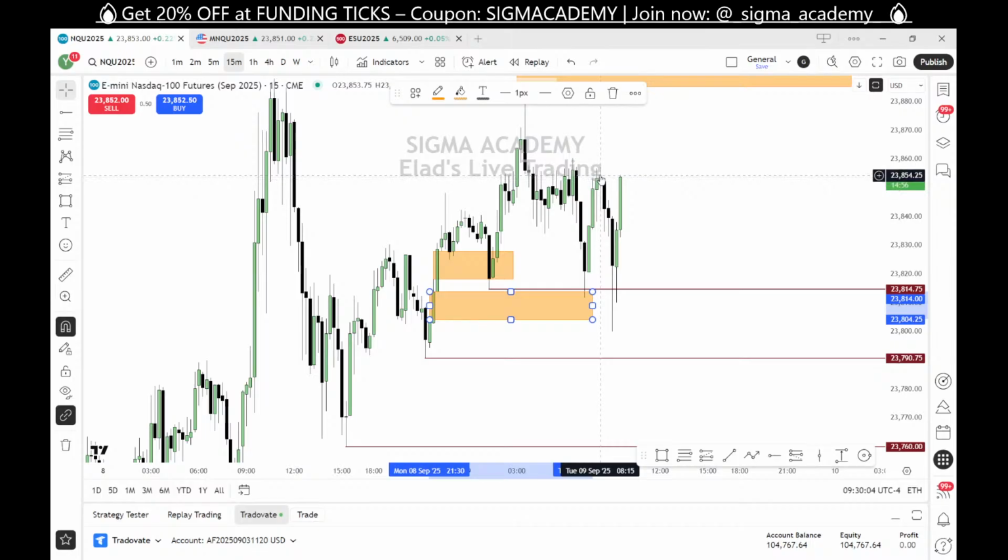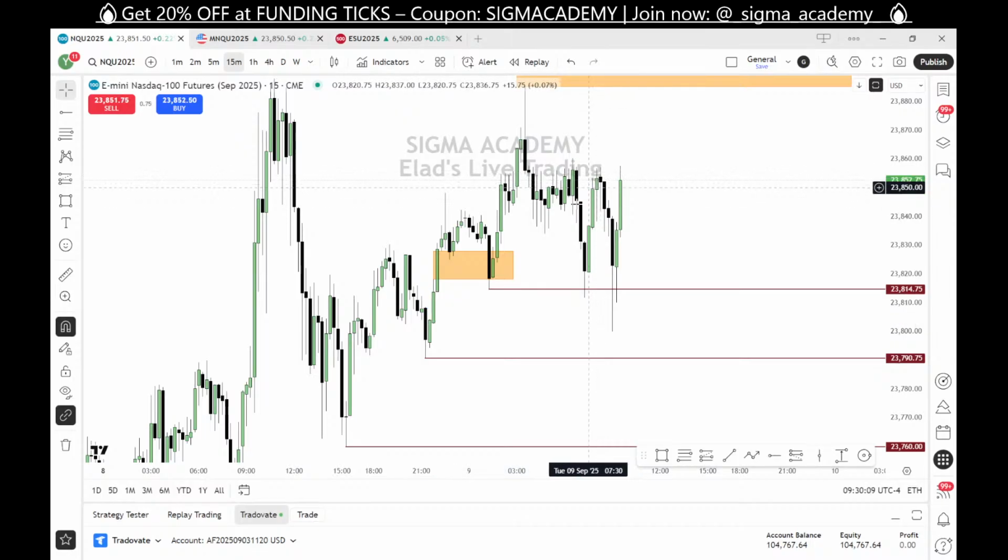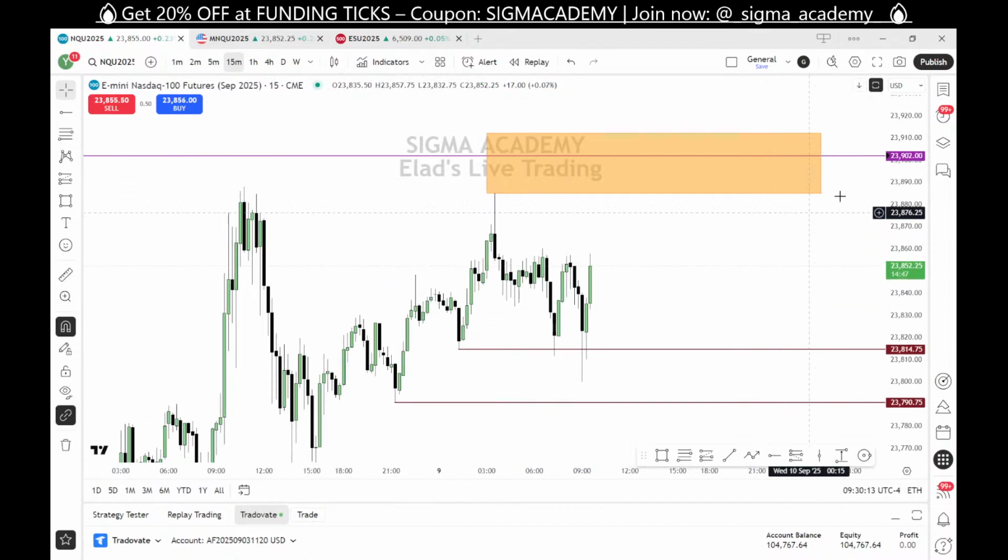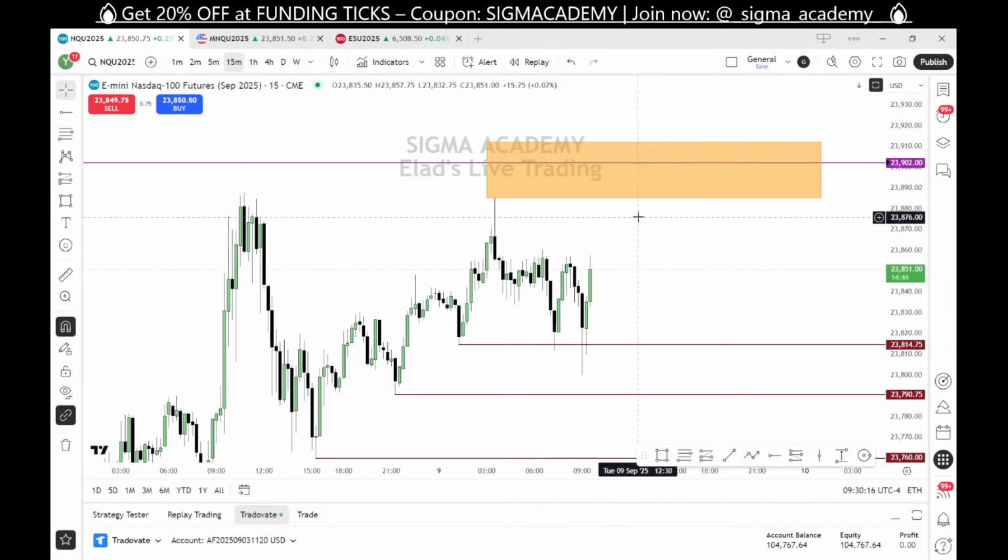Tapped into, went higher. So we can anticipate on each fair value gap, we can go up if it is a bullish one, and if it's a bearish one, it can go down.